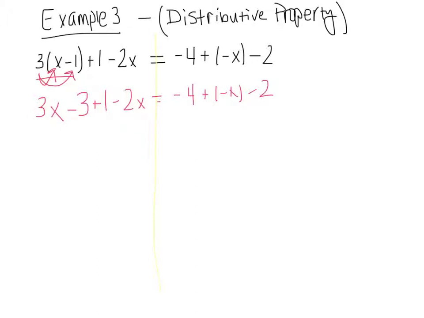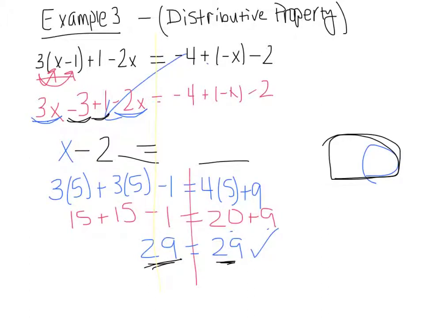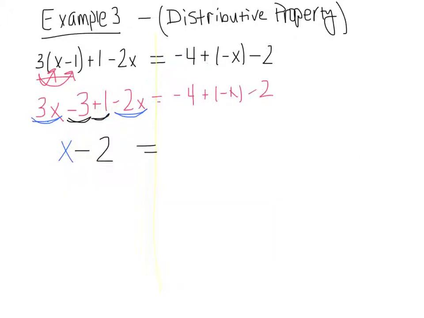Okay, so now that I have the distributive property done, I can start combining like terms. And I see on the left I've got 3x and negative 2x, or I could read this as 3x minus 2x. And I know that just leaves me with x. It's 1x, or just x. And then I see I have negative 3 plus 1. Well, I know that's negative 2, so I'm going to bring that down. And I also need to simplify the right side, and I see that I've got negative 4 minus 2, which is negative 6. And then I've just got plus negative x.